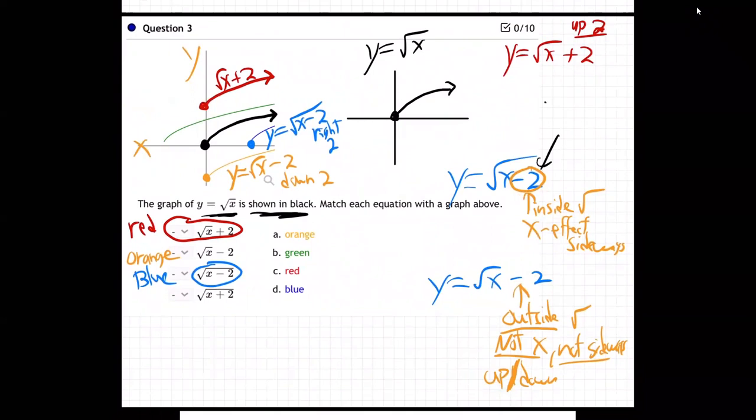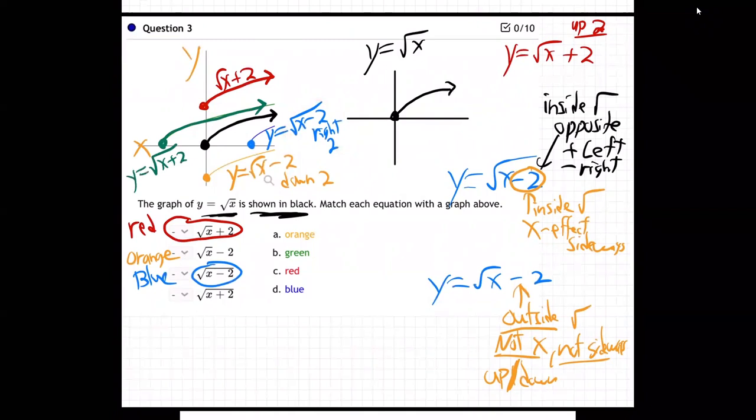So inside the root has an opposite effect. What do I mean opposite? I mean positive is actually left and negative is actually right. It's opposite of what we would expect. So that's why right here, the x minus 2 actually goes to the right. And then the very last one would be this green one over here. That one's going to be square root of x plus 2. It's actually left 2. There it is, the green one.